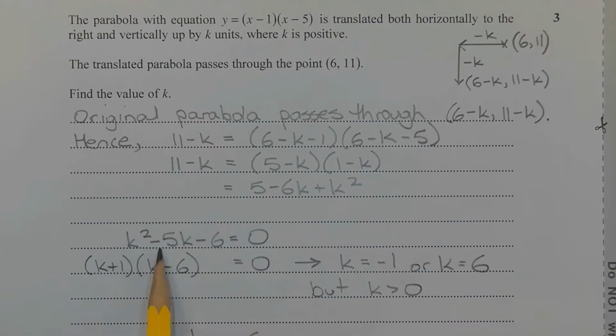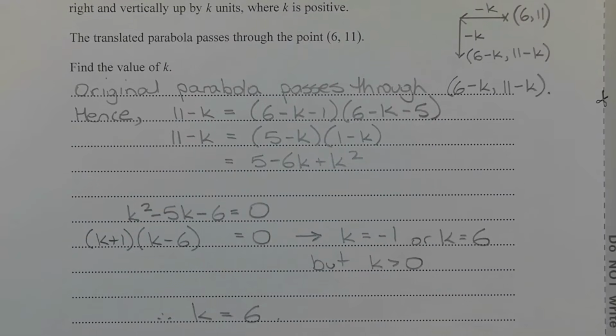k squared minus 5k minus 6 equals 0. And that can be factorised as (k plus 1) times (k minus 6) equals 0. So by the null factor theorem, we get these two solutions. We get k is equal to negative 1 or k is equal to 6. But we're told that k is positive, so k has to be greater than 0. Therefore, k equals 6.